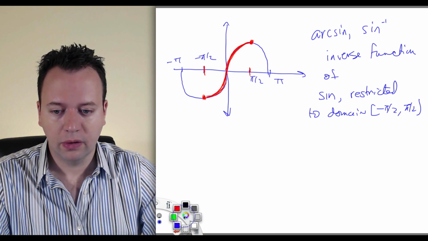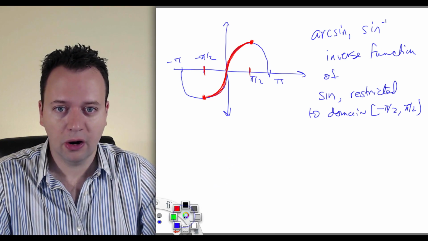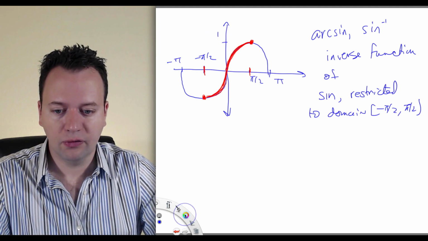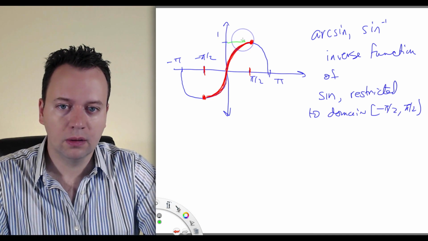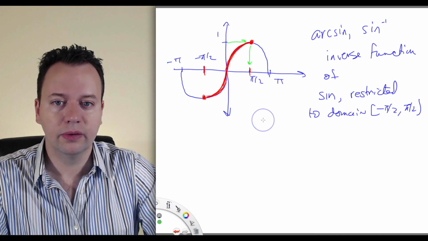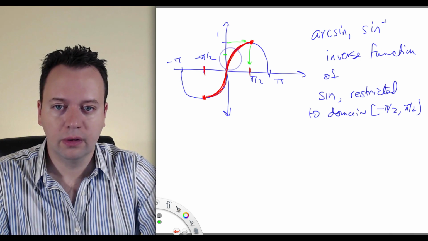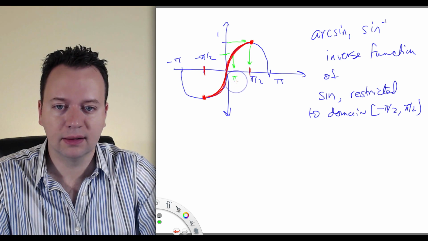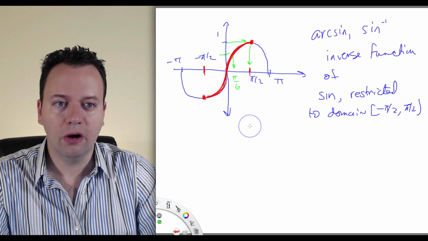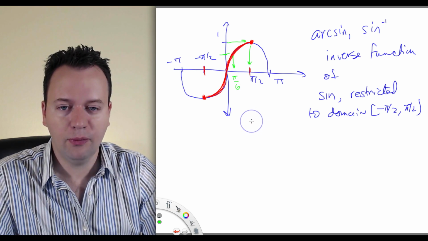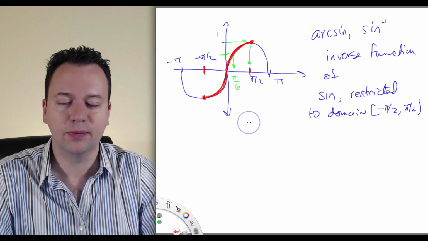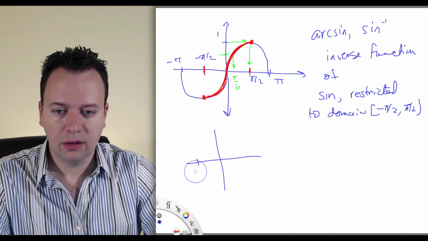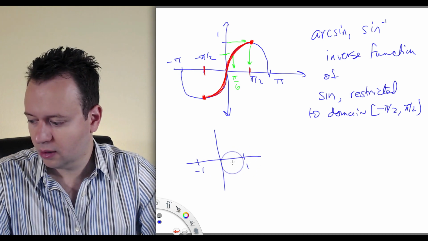So, for example, if we want to say, well, what is the arc sine of 1? Well, the arc sine of 1 is going to be pi over 2. The arc sine of 1/2 is going to be pi over 6, and so forth. So the outputs of the arc sine function are going to be between minus pi over 2 and plus pi over 2. So by itself as a graph, the arc sine function looks something like this.